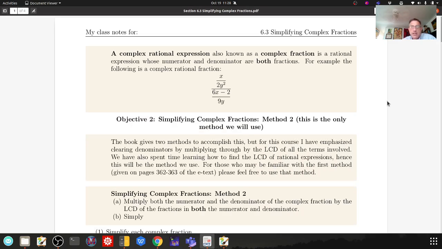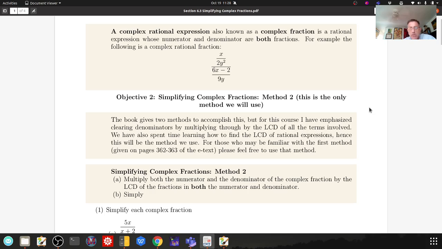So basically the goal of this chapter is to simplify them. The chapter actually gives you two different ways to simplify them. And I'm going to give you a break. Maybe you consider it a break, maybe you don't. We're only going to look at method 2. The reason is I've emphasized, and most mathematicians do emphasize, clearing denominators by multiplying through by the LCD of all of the terms involved.